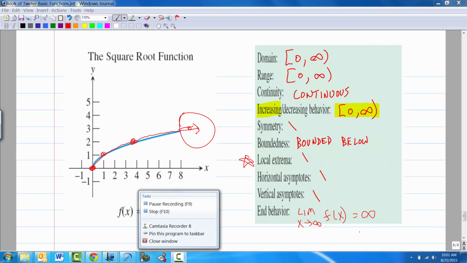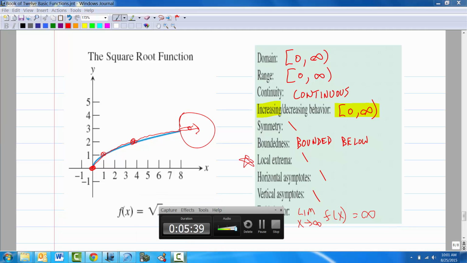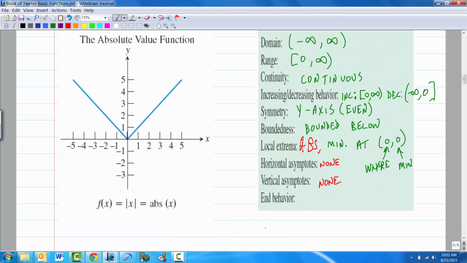Okay? All right. Here's the absolute value. I'm just going to say the limit as x approaches infinity and the limit as x approaches negative infinity are both infinity. You can see that. Even, continuous, and so on. Should change these to parentheses. That's just a notational thing when we talk about increasing and decreasing.